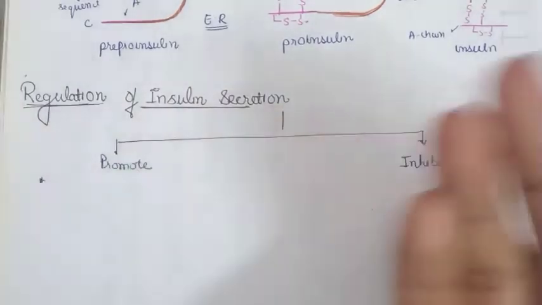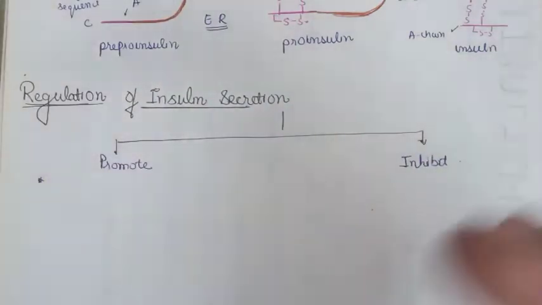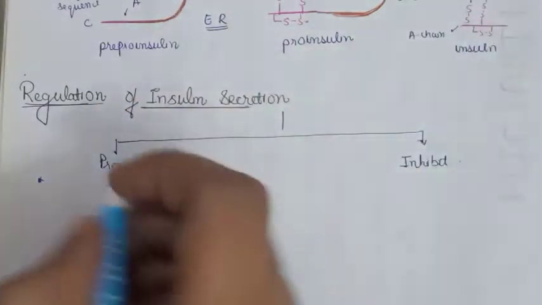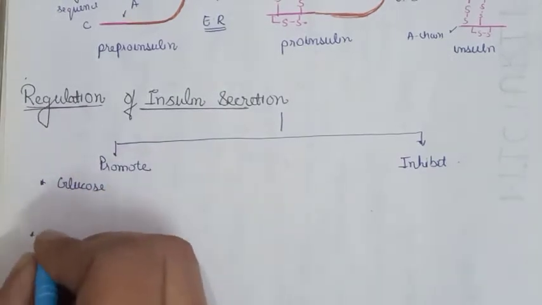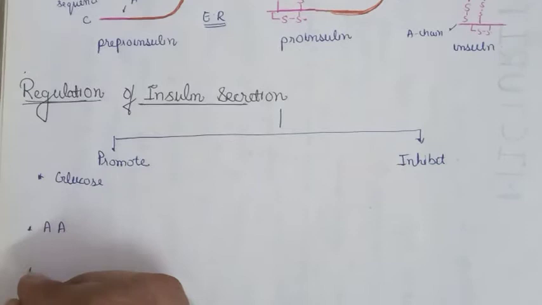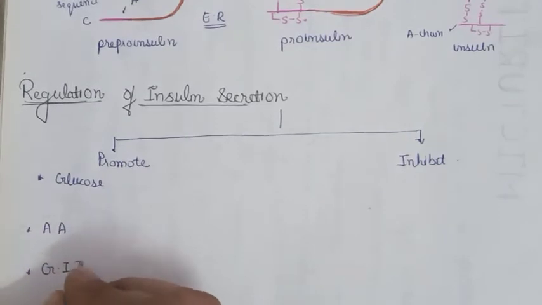In the promotion part, we have got three majors. We have got three things. That's the glucose. Second is the amino acids. Third is the GIT hormones.